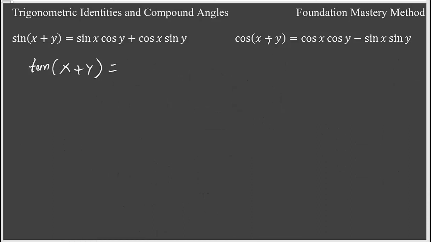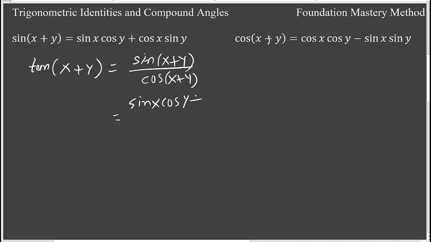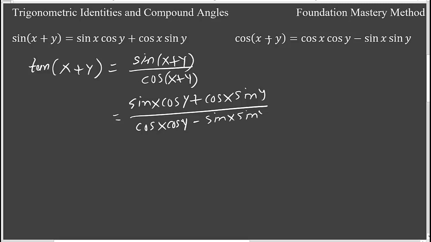Next, we'll produce another formula for tangent of x plus y. What is it? With this, we can go sine of x plus y over cosine of x plus y, and then just write the expansions. So sine of x plus y is sine x cosine y plus cosine x sine y, divided by cosine x cosine y minus sine x sine y. So our tangent in terms of sine and cosine is this.